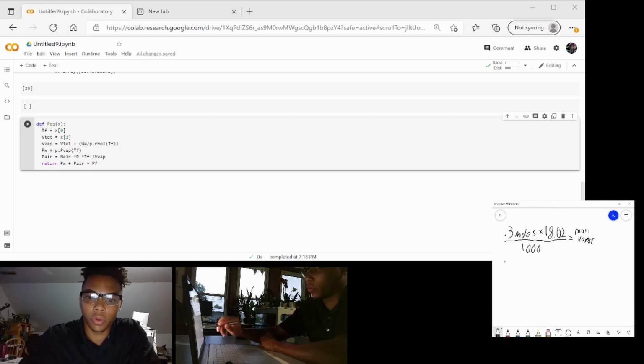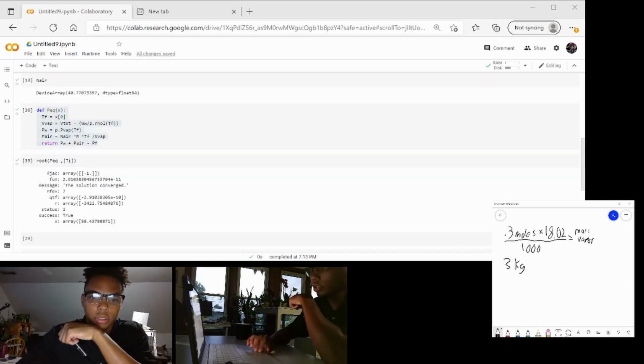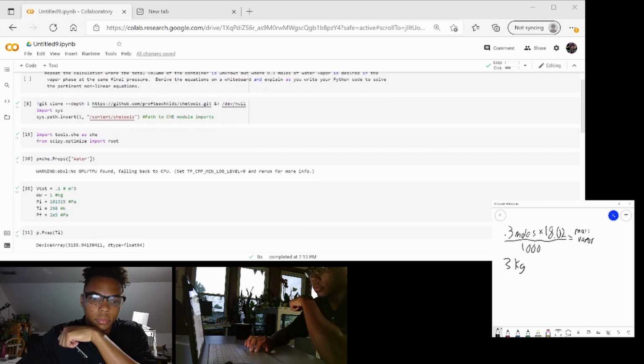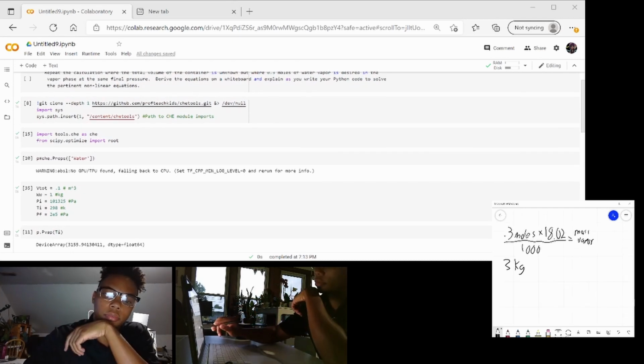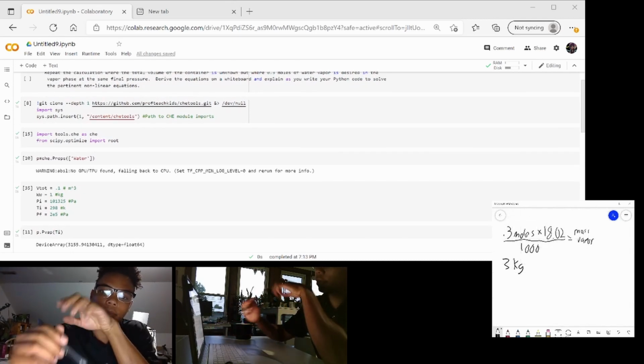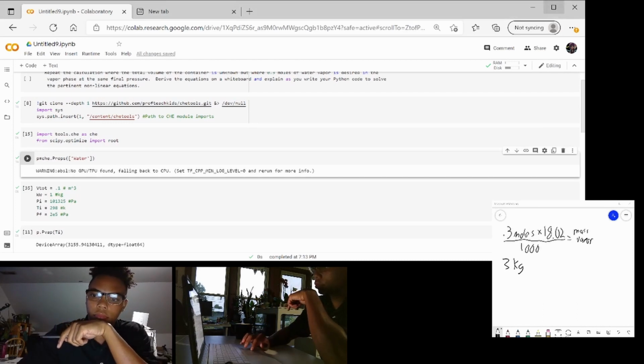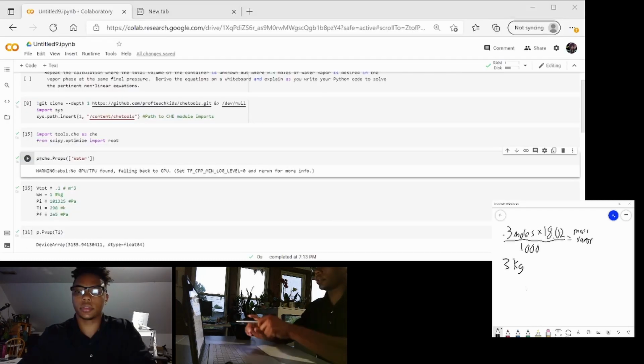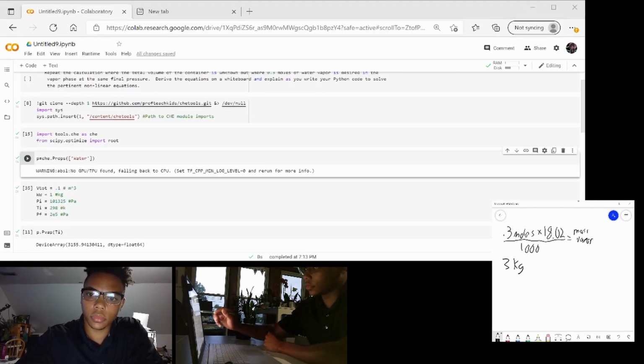So we have our initial weight of water. It's 3 kilograms. Let me make sure about that. I don't want to steer you on the wrong ship. 1 kilogram, sorry. No, bring that back up. Our initial weight of water is 1 kilogram. And technical difficulties today.